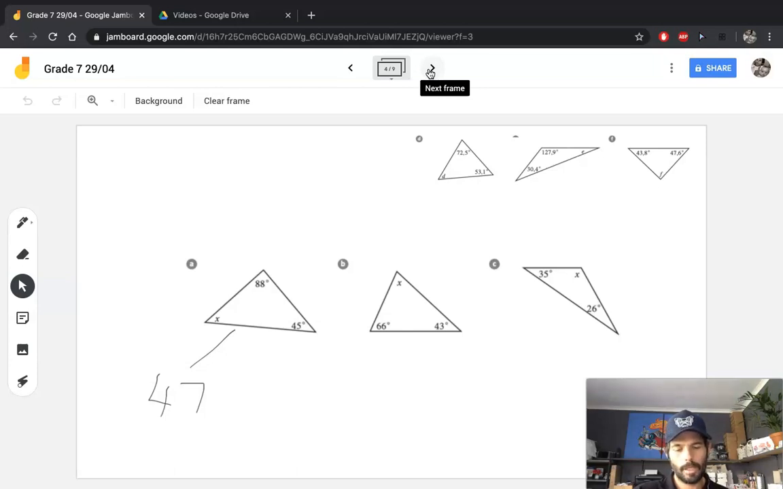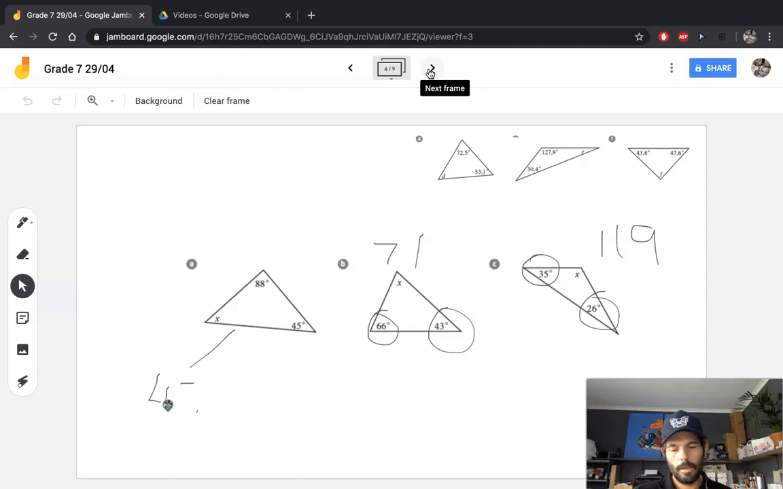Here, 66 and 43 make 109. So that means that is 71, because you need to add up to make 180. Here on C, 35 and 26 makes up 61. So that X is going to be 119. Okay, always check your work, boys. Very, very important.